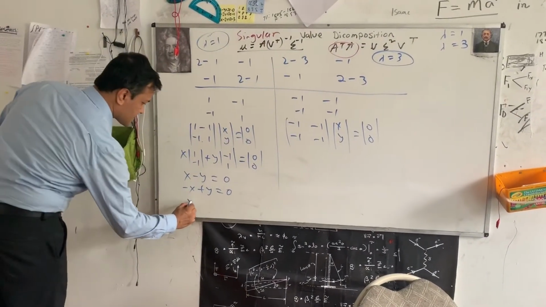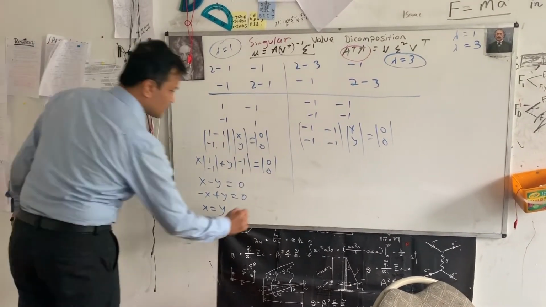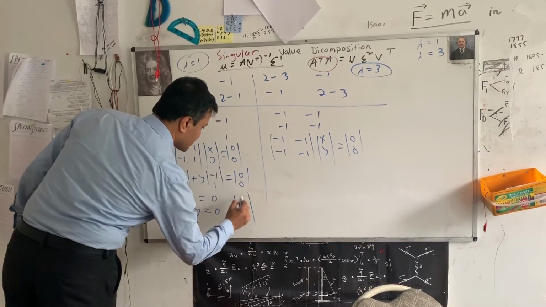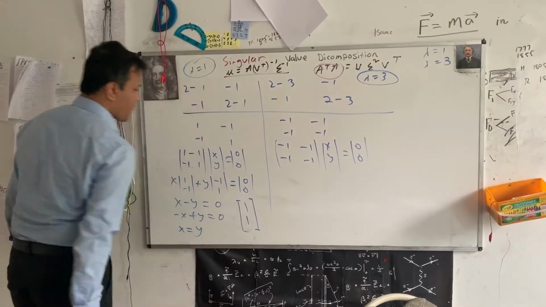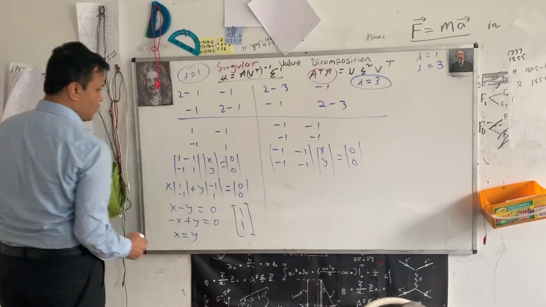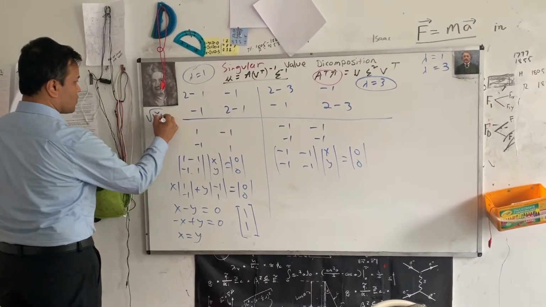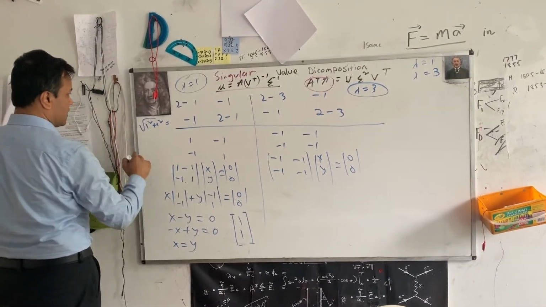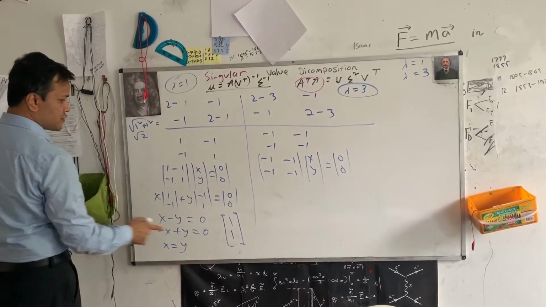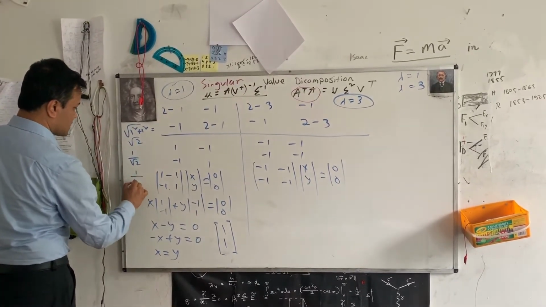So what do you have? x equal to y. So your eigenvectors would be 1 and 1. These are your eigenvectors. Now we have to normalize the eigenvectors. So you bring it over here, and 1 squared plus 1 squared would be square root of 2. So you have 1 over square root of 2 and 1 over square root of 2.